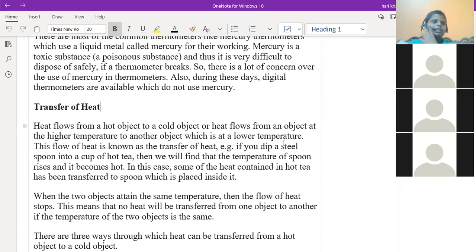The heat will transfer. Sir, after some time, our heat will transfer to the water, so our body temperature will be the same as the water. So both will reach equilibrium. Yes. So heat will always flow from the higher temperature to the lower temperature, or from the hot object to the cold object.